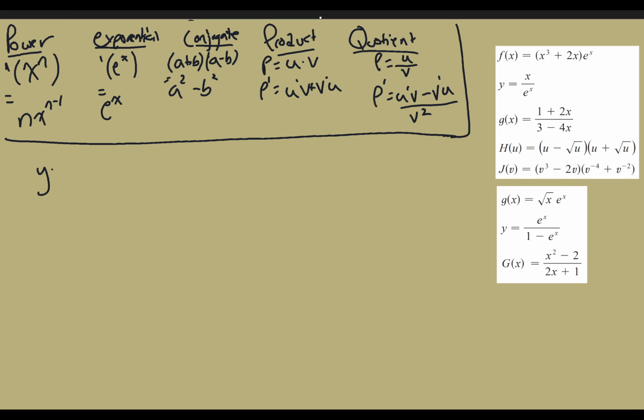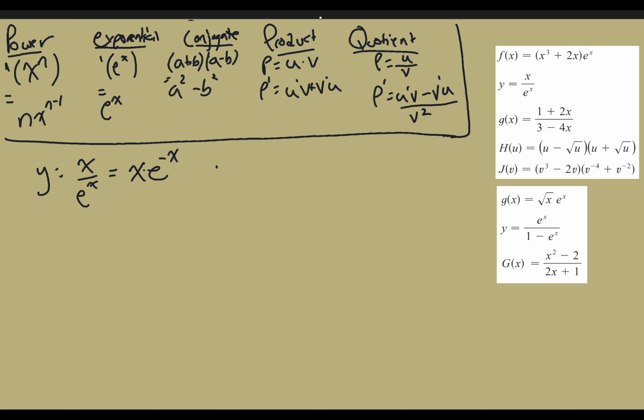Y equals x over e to the x. Well, this looks like a quotient rule, but I want to remind you that you can write this as x times e to the negative x and use a product rule, which is less work. If you notice, less work is good work. So I'm going to use the product rule for this one because I'm a smarty pants.